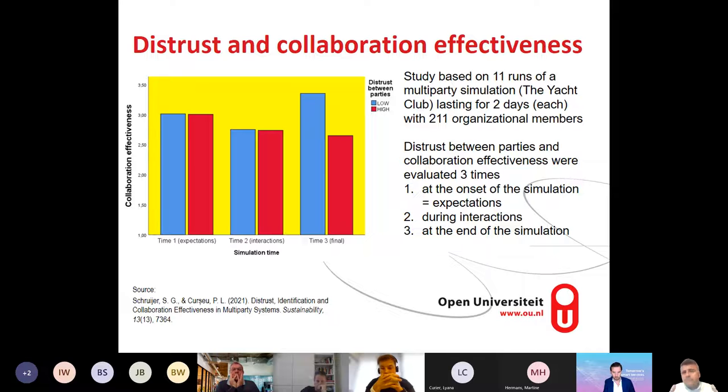It has 7 parties that each have their interest, their information, and they engage with each other trying to create and find the collaborative potential for the whole system. And here we report the results of 11 runs of this multi-party simulation. The simulation is called the Yacht Club, with runs that we've done in a very large organization, and this project lasted for 2 years. And in these runs, we asked the participants, to what extent do you distrust the others?